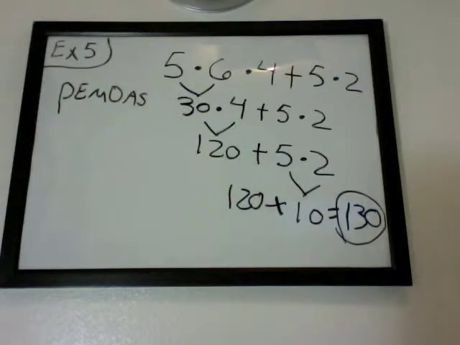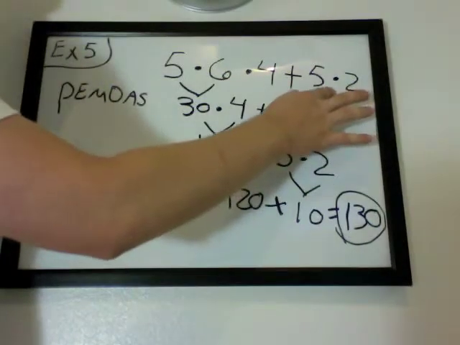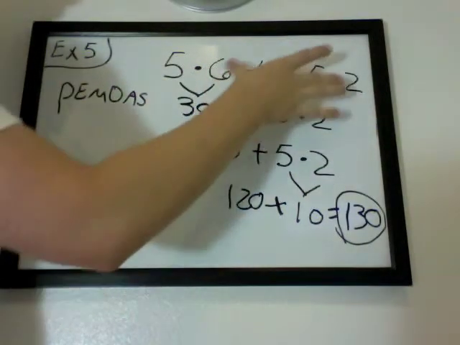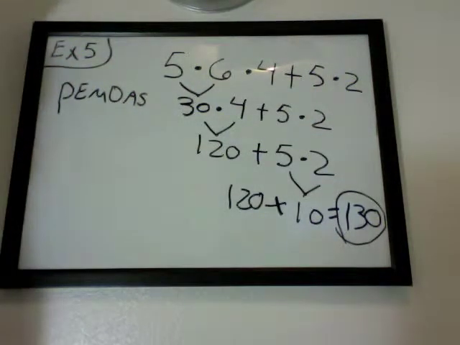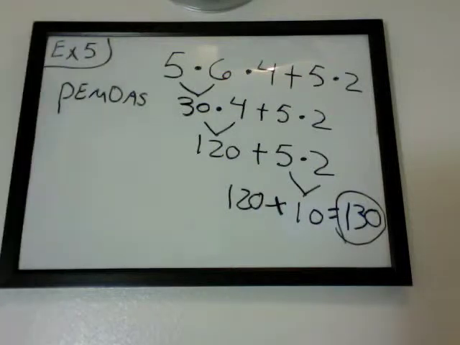Another thing that you can do is you can multiply this side and then multiply this side, then add them together. You would still get the same answer since you don't have any other conflicting operations like dividing.